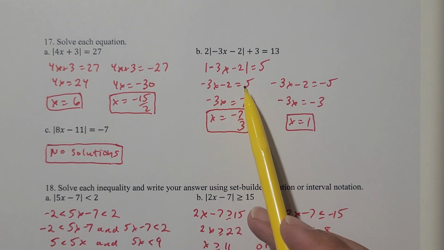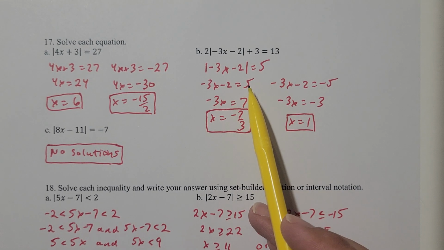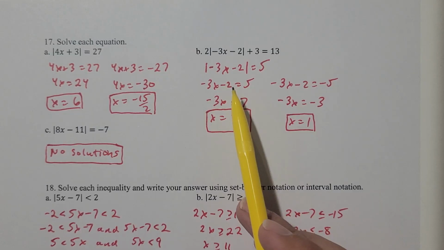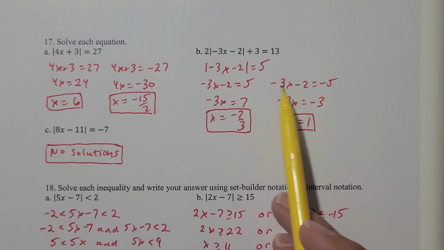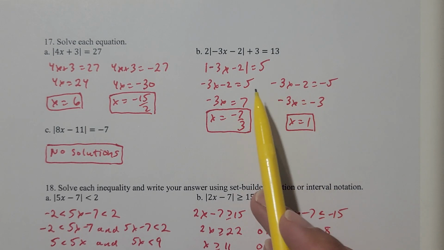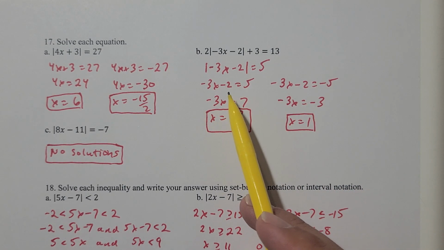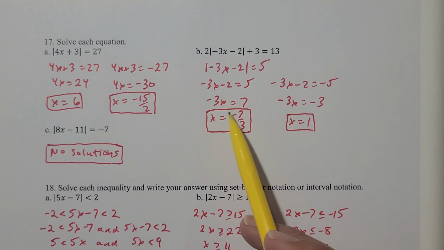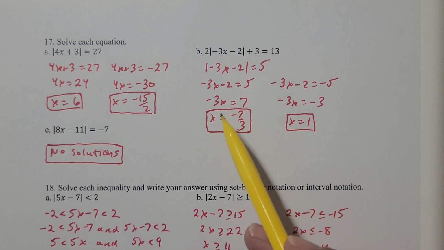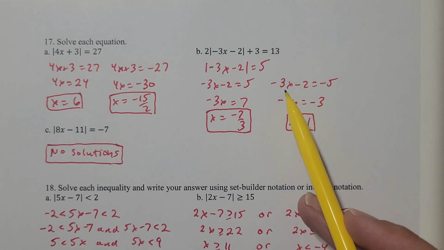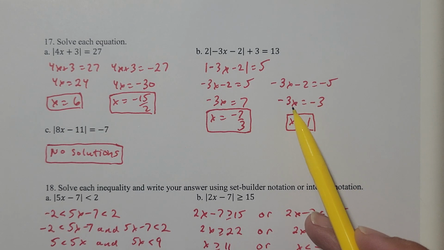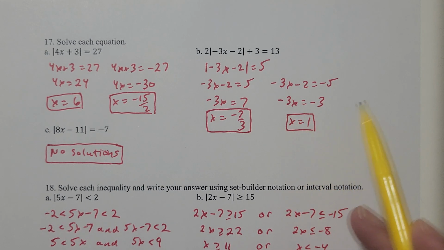And now when we apply this definition here for removing the absolute value bars, negative 3x minus 2 equals 5, that's one equation. Or negative 3x minus 2 equals negative 5, that'd be the other equation. So then on this first equation here, if I add 2 and then divide by negative 3, x is negative 7/3, that'd be one answer. And then over here, when I add 2 and divide by negative 3, x is equal to 1, that's the other answer. Okay? You always have two answers when you're solving an absolute value equation.